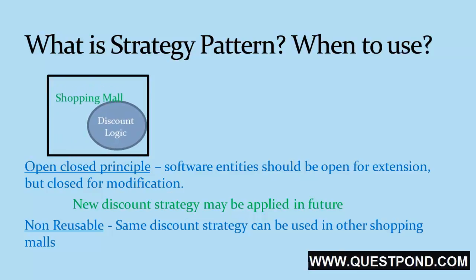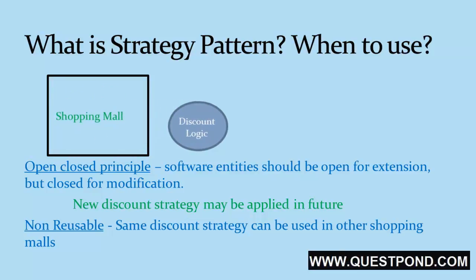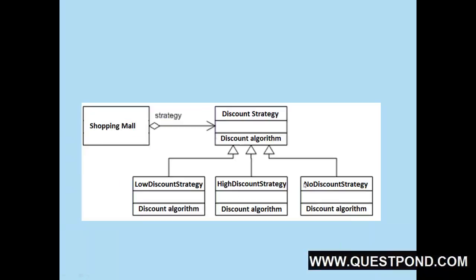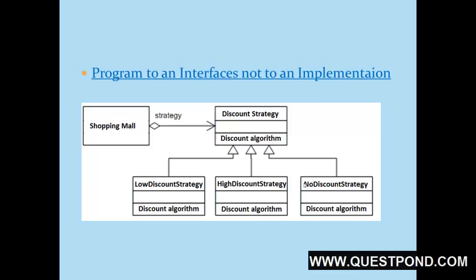So just move the discounting logic outside the shopping mall class and implement the strategy pattern. In the strategy pattern, all three discounting logics will be implemented as three different algorithms, or we can say as three different classes, and the shopping mall will just follow another object oriented principle, that is, program to an interface, not to an implementation. And that's how we will implement the strategy pattern.